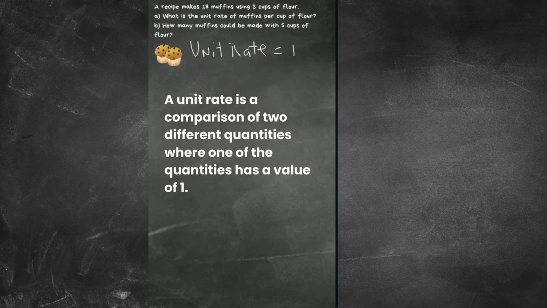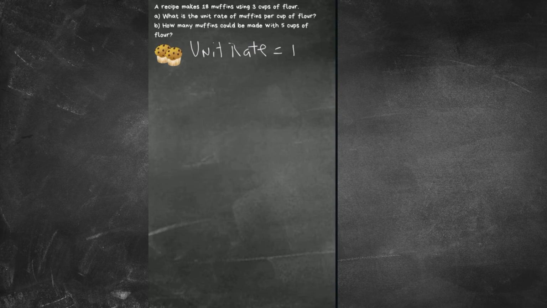So in this particular example, we have 18 muffins made with 3 cups of flour. So if we divide 18 by 3, that will tell us how many 1 cup of flour will make. And 3 times 6 is 18 with 0 remaining. So for 1 cup of flour, you are going to make 6 muffins.